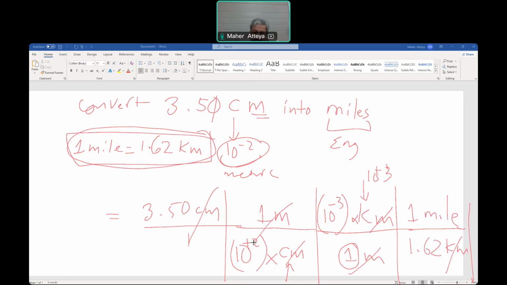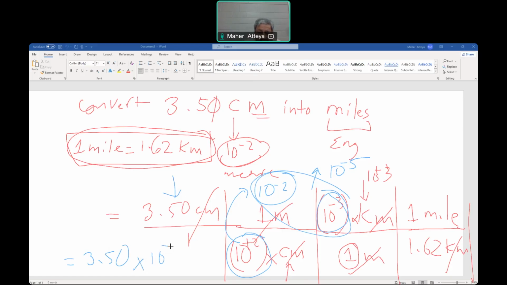Now we have to watch this. If you look at it, this is 10 to the plus 2 and this is 10 to the minus 3. That's a problem, but not a big problem. We can take this one up and it will be 10 to the minus 2. So 10 to the minus 2 and 10 to the minus 3. If you multiply exponents, you have to add them up. So the result will be 10 to the minus 5. Okay, guys? So the answer will be 3.50 as is, 3 sig figs remains as 3 sig figs, multiplied by 10 to the minus 5.